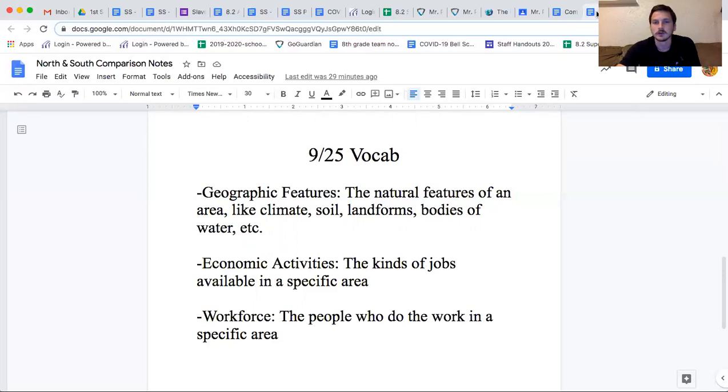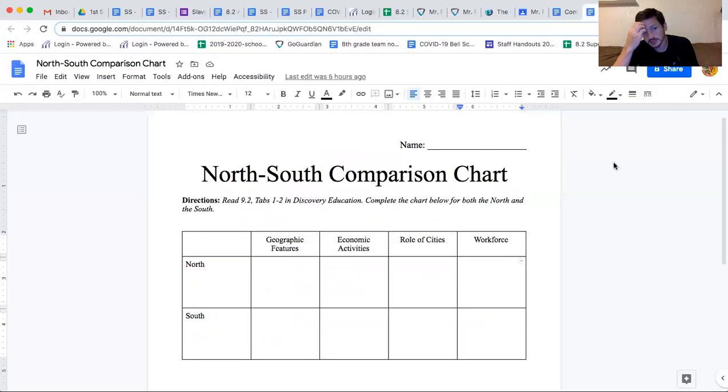Okay. So for your assignment, you're going to be reading 9.2 tabs 1 through 2 in Discovery Education. And you're going to look at the North, and then later look at the South. And for each one, you're going to go down the row and start with what their geographic features are like. And then, how did that impact the economic activities that sprung up? How did that lead to a lot of cities, not a lot of cities, and so on and so forth?